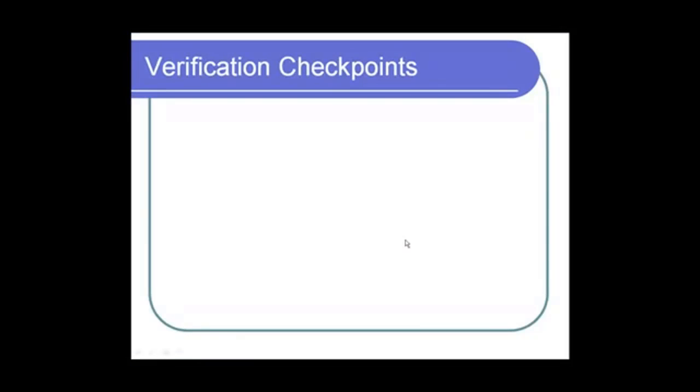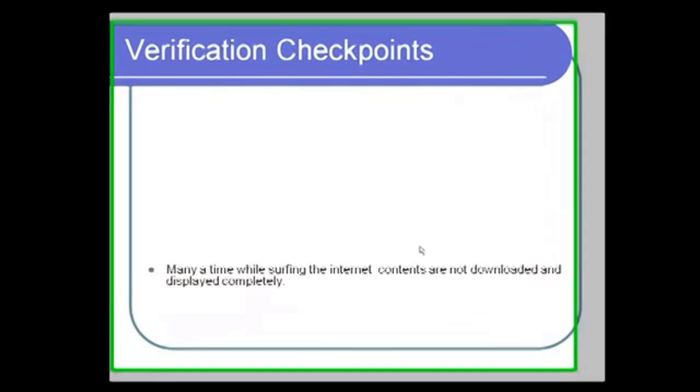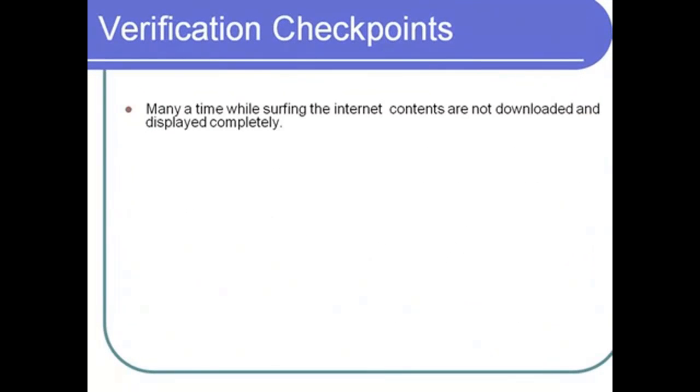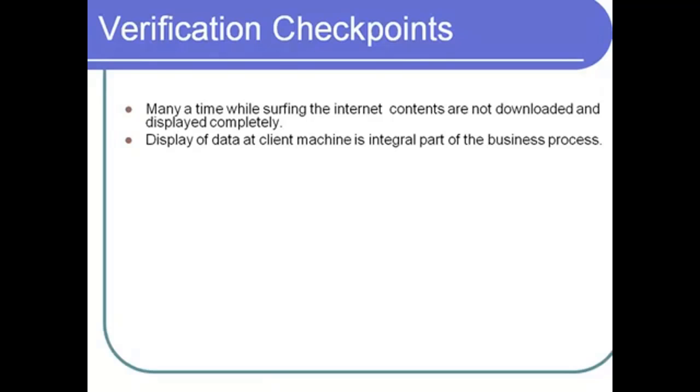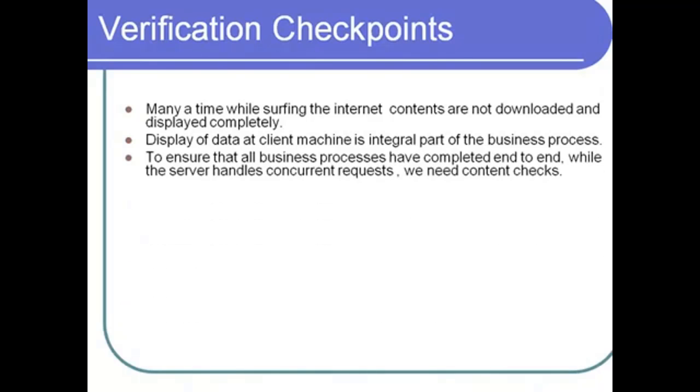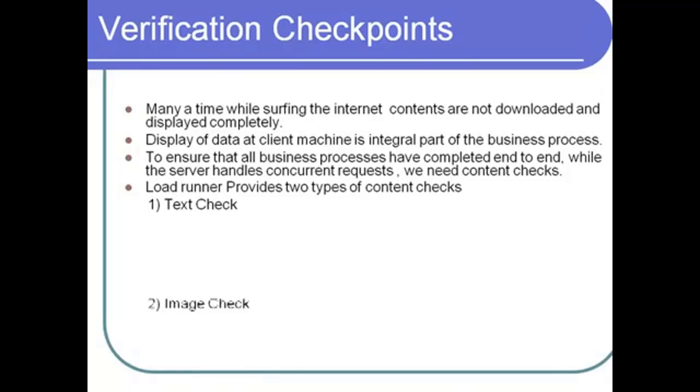Verification checkpoints. Many times while surfing the internet, contents are not downloaded and displayed completely. Display of data at client machines is an integral part of a business process. To ensure that all business processes have completed end-to-end while the server handles concurrent requests, we need content checks. LoadRunner provides 2 types of content checks: text check and image check.